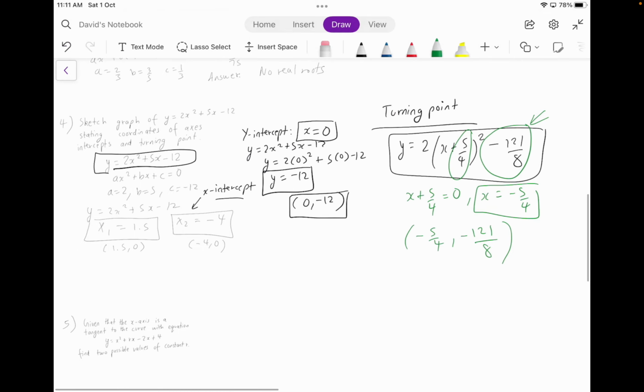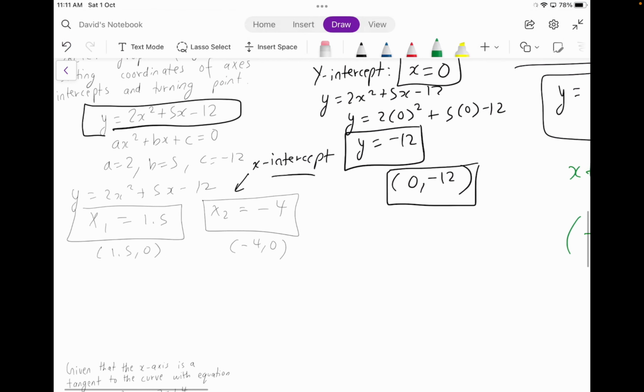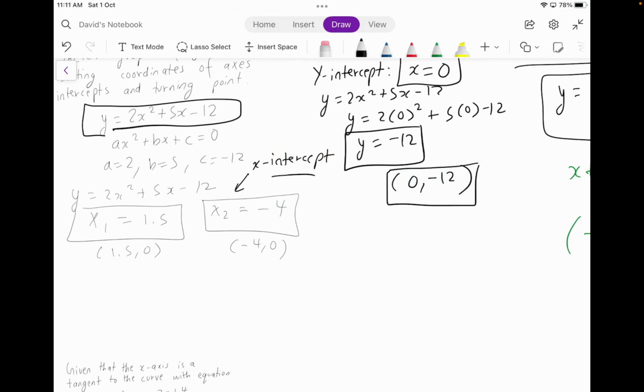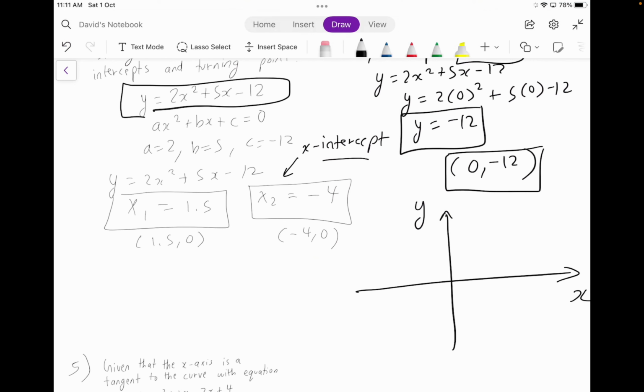Now, we have found the turning point, the y-intercept, and the x-intercepts. Now, what we need to do is sketch the graph. While sketching the graph, you're going to draw a nice smooth y-axis and x-axis. Since this is just a sketch, you don't need to mention the grid lines. We know the x-axis intercepts to be 1.5, so that's going to be somewhere here. Just going to mention (3/2, 0). That's going to be a line there. And the other is negative 4, so it's going to be (−4, 0), somewhere there as well.